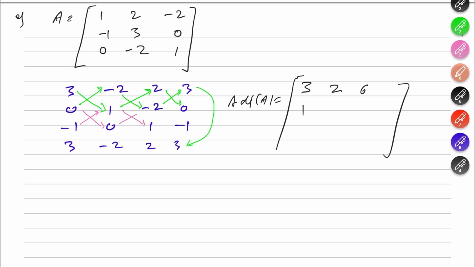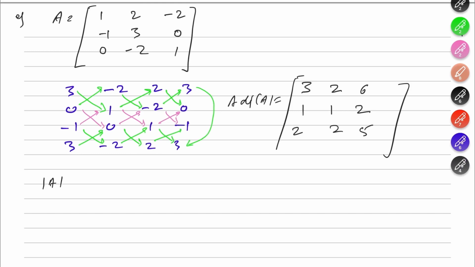Similarly, 1 minus 0 becomes 1. This is minus 2 into minus 2 is 4, minus 0 becomes 2. And this is minus 1 into minus 2 is 2, and 3 minus 3 zeros are 0. So that means this is 2. And this is 0 into 2 is 0, and minus 2 into 1 is minus 2. So 0 minus of minus 2 becomes 2. And similarly here, 3 minus 2 into minus 1 is minus 2, so 3 minus of minus 2 becomes 5. So this is the adjoint of the matrix.